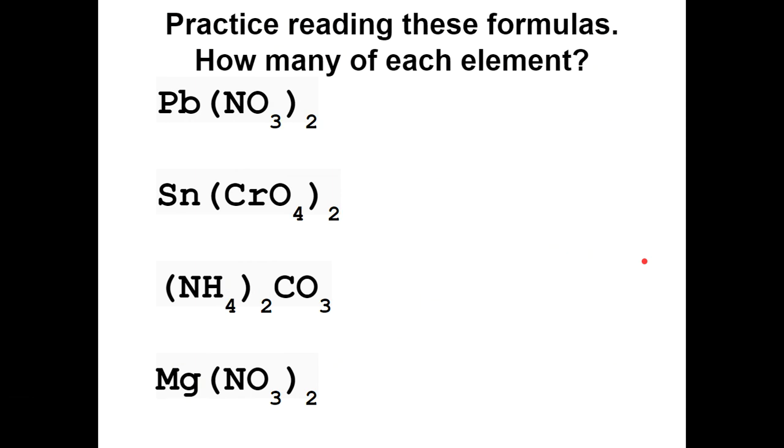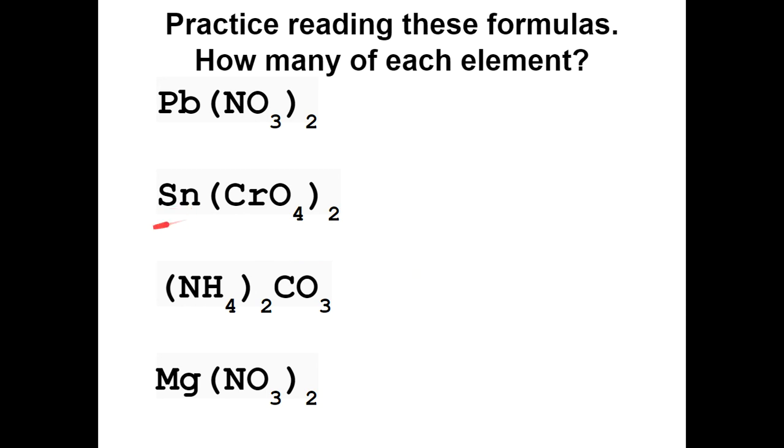Okay, so let's practice reading these formulas. How many of these in each element? So here's a Pb, that's lead. There's no number there, so there's 1 Pb. Okay, 1 Pb. Going inside the parentheses, and remember in the parentheses, you should always be looking for the number outside the parentheses. So inside the parentheses, there's 1 N and 3 O's, right? But because of the parentheses, 2 times 1 N is 2 N's, 2 nitrogens. 2 times 3 oxygens is 6 oxygens, okay? So that's 2 nitrogens, 6 oxygens on that one.